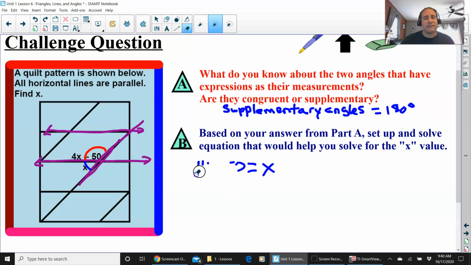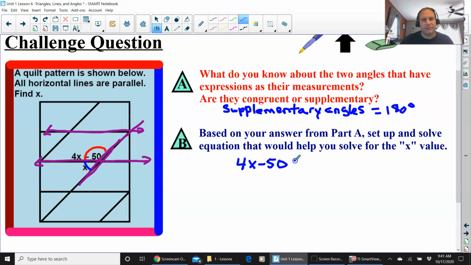The question is saying, are these supplementary or are they congruent? You already said they're not congruent, so they are supplementary and they are equal to 180 degrees. So we are going to add them up and set them equal to 180. Once you have that down, you can press pause and solve the problem now. You remember, you only have to solve for x. Press pause and try the problem now.